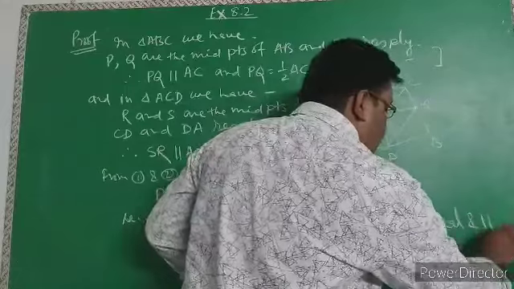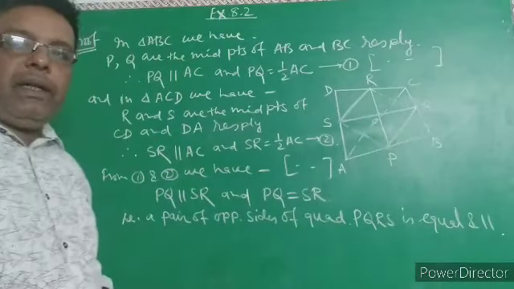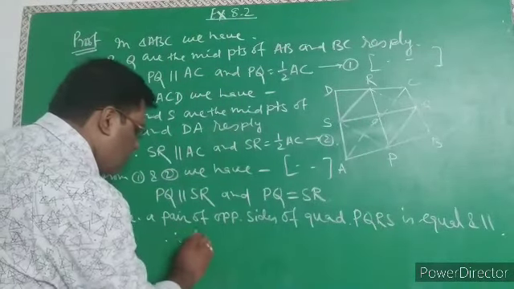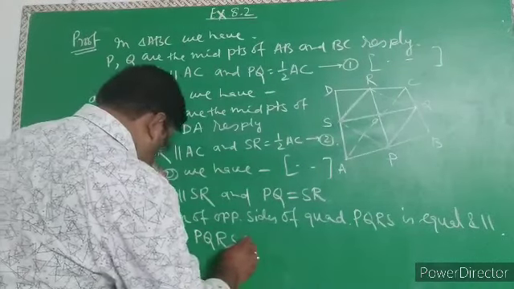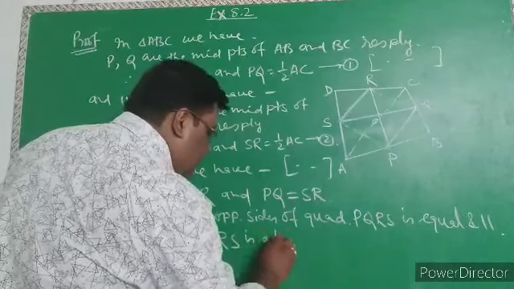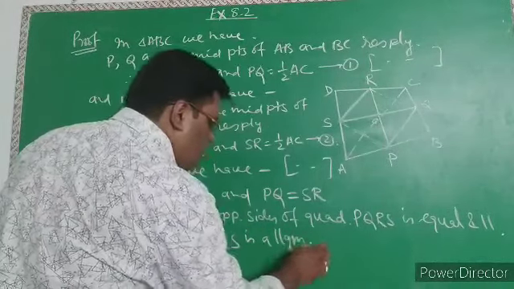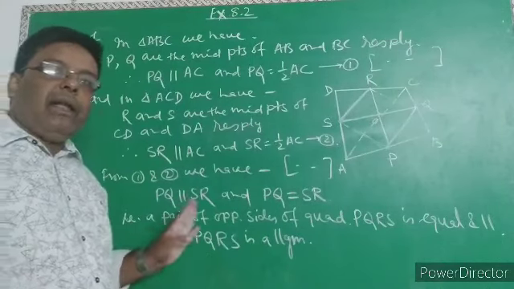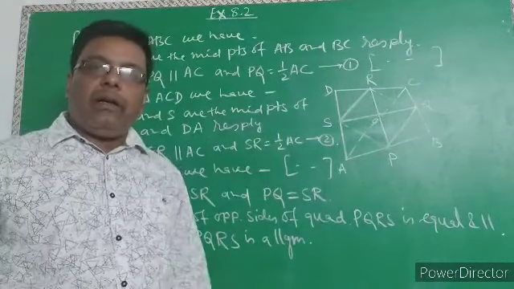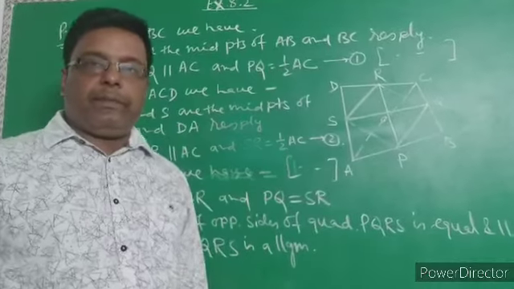Equal and parallel. Therefore, PQRS is a parallelogram. So we get that PQRS is a parallelogram. Now we have to write the diagonals of a parallelogram bisect each other.